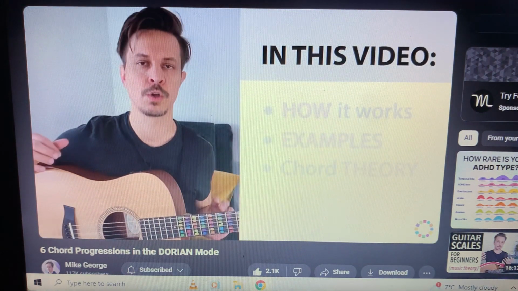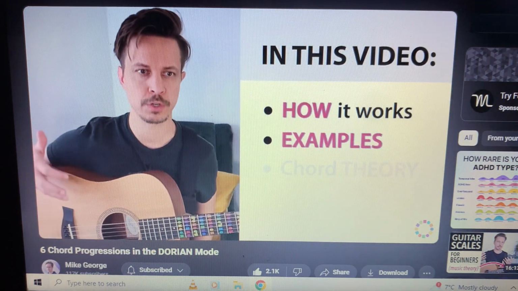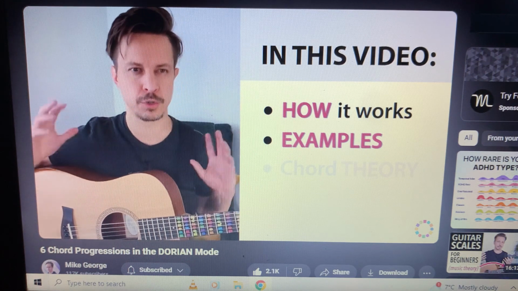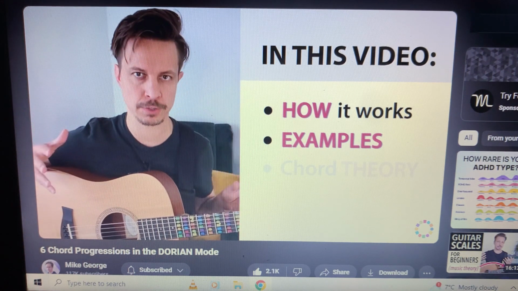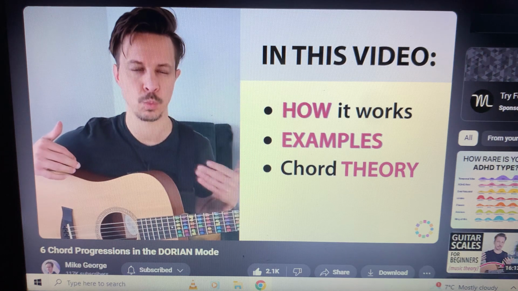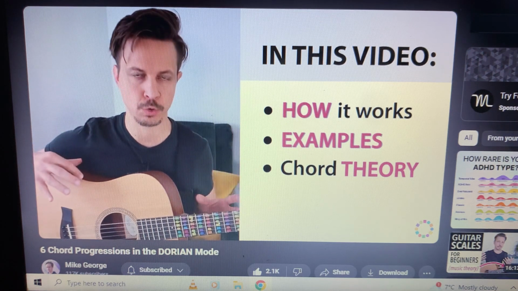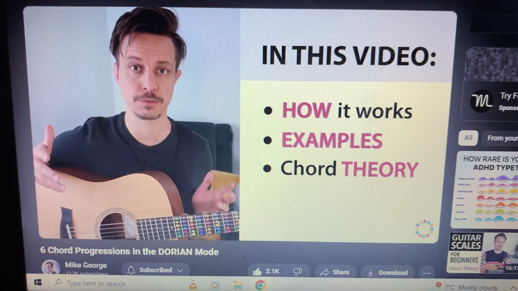In this video, we're going to look at how it works. We're also going to look at 6 really good chord progressions that use the Dorian mode so you can get the juices flowing to apply to your own songwriting. And then we're also going to look at why certain chords are used so you know how to include them in a chord progression to give it a distinctive Dorian sound.